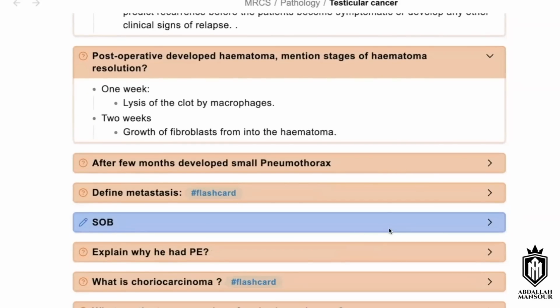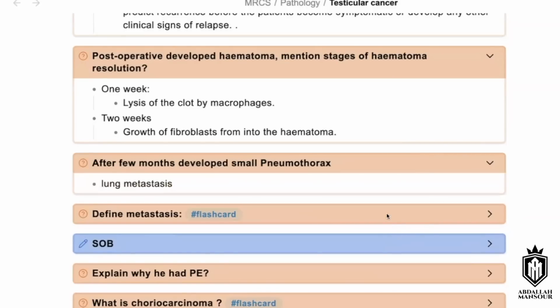After a few months, the patient had a small pneumothorax. What could be your explanation for that? This is metastasis to the lungs. Okay. Yeah, lung mets very usually.